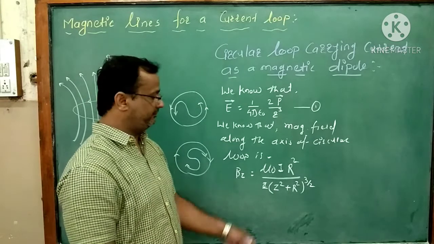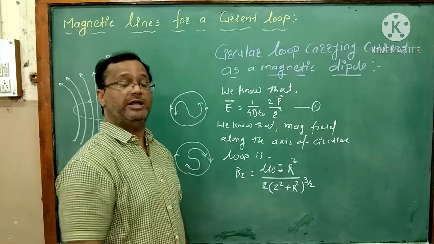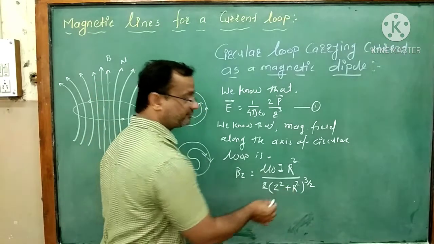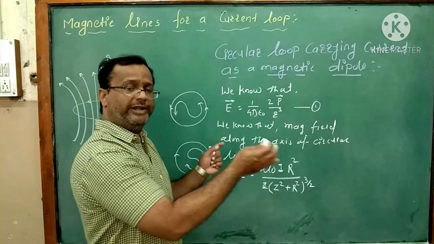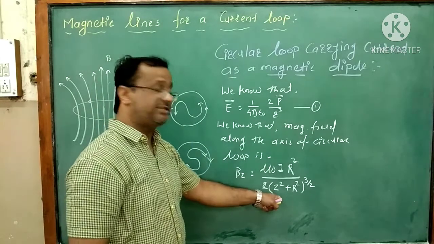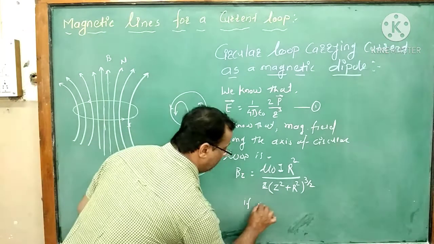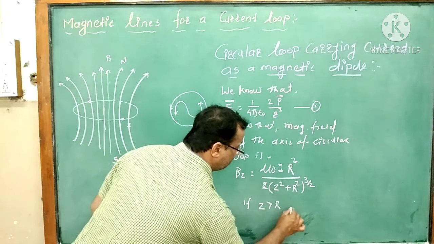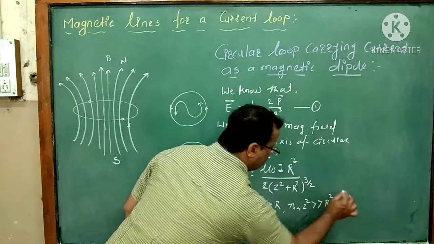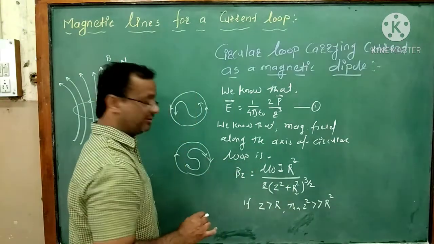Now we want to convert this equation in terms of the magnetic dipole moment. But for that, first we consider that the radius of the circular loop is very small compared to the distance of the point along the axis. If z is greater than r, then z square is very large compared to r square, so we neglect r square from this bracket.